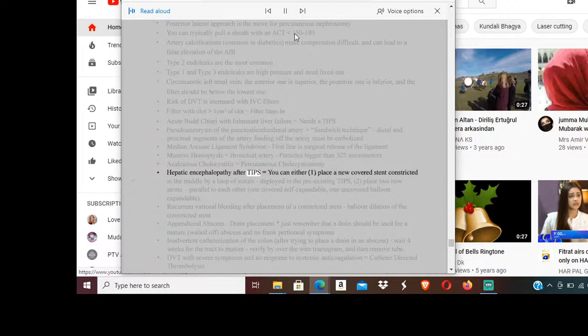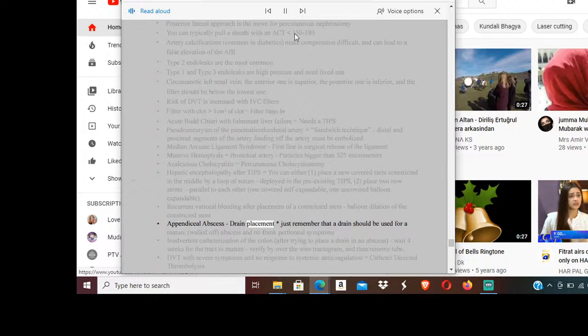Hepatic encephalopathy after TIPS: you can either 1. Place a new covered stent constricted in the middle by a loop of suture, deployed in the pre-existing TIPS, or 2. Place 2 new stents, parallel to each other, 1 covered self-expandable, 1 uncovered balloon expandable. Recurrent variceal bleeding after placement of a constricted stent: balloon dilation of the constricted stent.